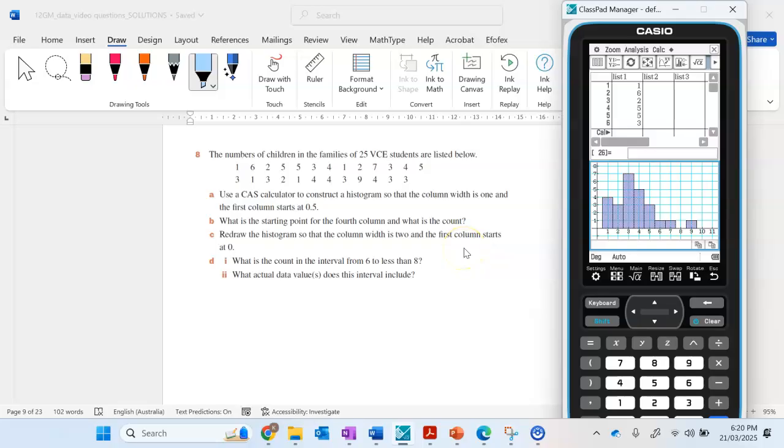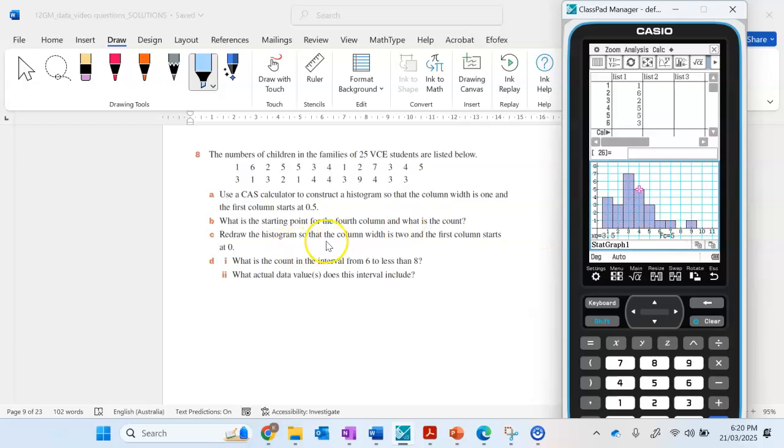What is the starting point of the 4th column? So we can just go to analysis, trace, and you get your little cursor. So we just go across to the 4th column. So 1, 2, 3, 4. So your starting point is here, so 3.5. So this column here goes from 3.5 to 4.5. And the count is here, which is 5. So basically that means the number 4 has occurred 5 times. All right, so we can treat this like we did before to help us count our frequencies.